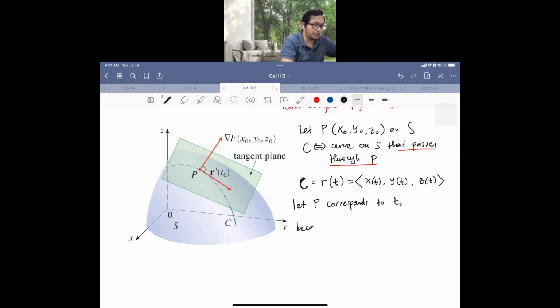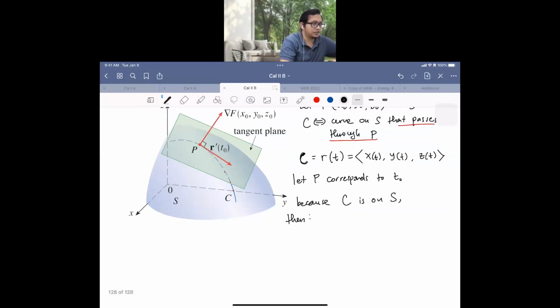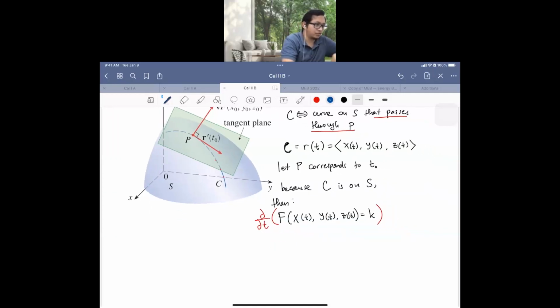Now we can take the notion that because the curve C is on the surface S, we can take the level surface function that equals k. We can derive this, and we can partially differentiate with respect to t to show that we will have this connection.